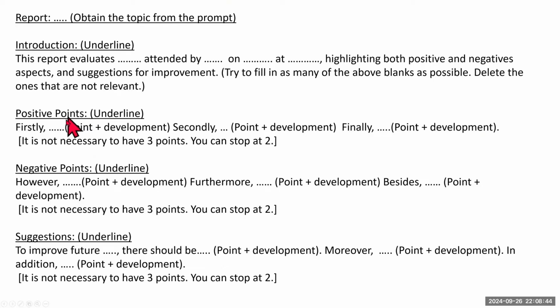Now, positive points, we have 3 here. Firstly, put in your point and development. Secondly, point and development. Finally, point and development. Do note that it's not necessary to have 3. You can stop at 2 if you want. Same thing for negative points. So we start with however, point and development, furthermore, point and development, besides, point and development. Again, you can stop at 2 if you want.